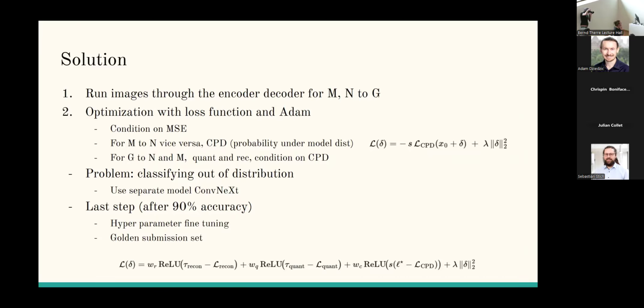Okay, and then classifying out of distribution. We need to use separate model connects to classify things. Okay, that's it. A lot of things to hold on to.